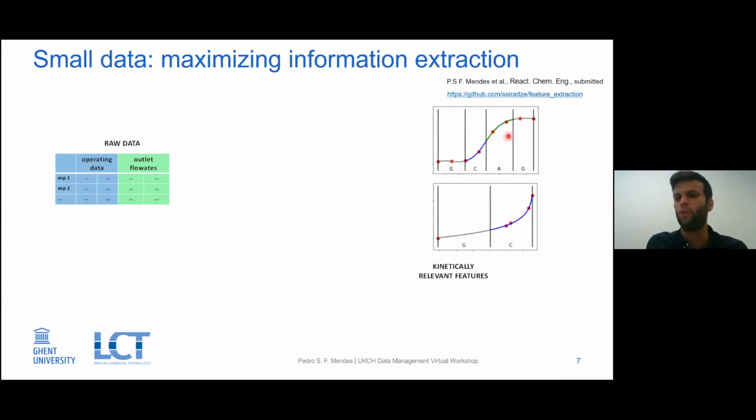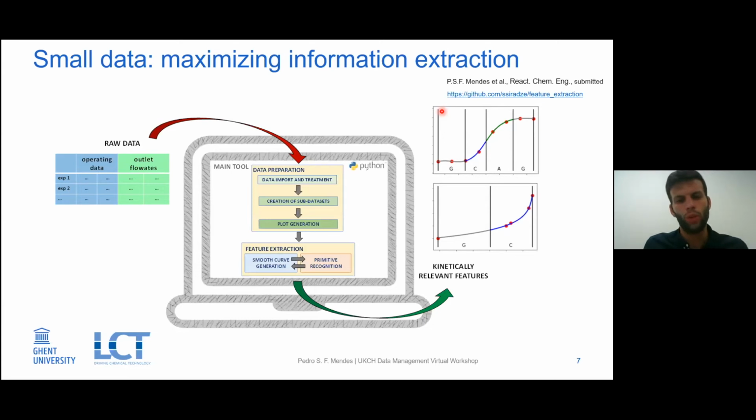That is the information one is looking for in catalysis: what are the trends, let's say conversion versus pressure, selectivity versus conversion, what are the main catalyst features in terms of the trends in the experimental data. So that was the purpose of our research, and to do so, we built a tool in Python. So this tool takes data, treats the data, and creates sub-data sets that are meaningful in catalysis.